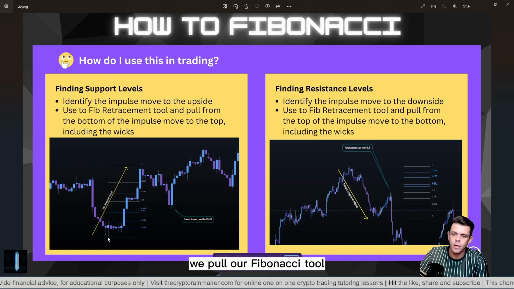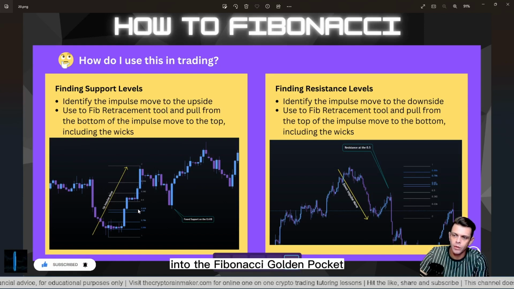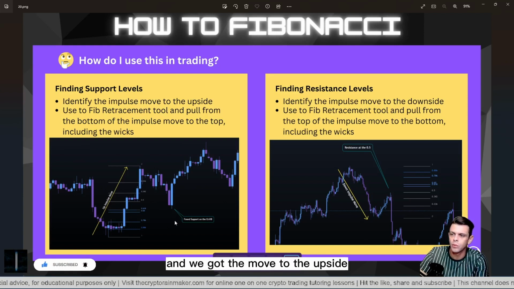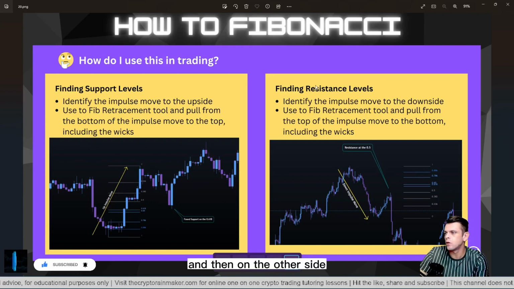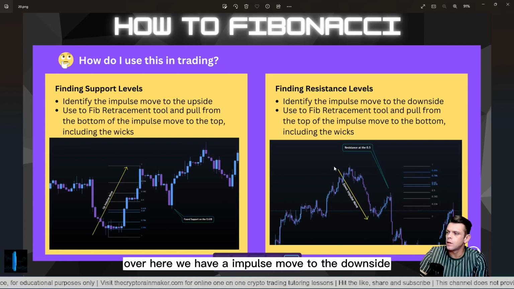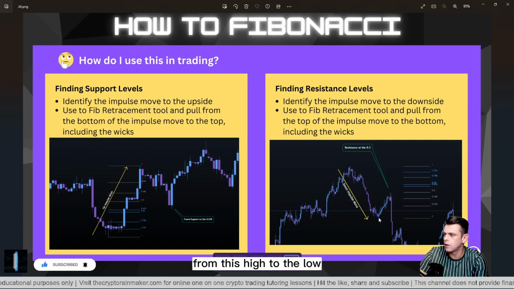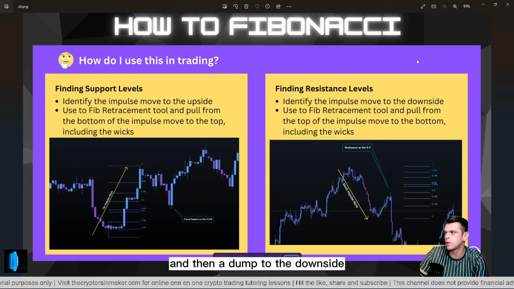We pull our Fibonacci tool from the low to the high, including the wick, and then price retraced into the Fibonacci golden pocket, and we got the move to the upside. And then on the other side, to find the resistance, over here we have an impulse move to the downside. So we pull our Fibonacci from the top, from this high to the low, and then it retraced into the 0.5 Fibonacci level, and then it dumped to the downside.